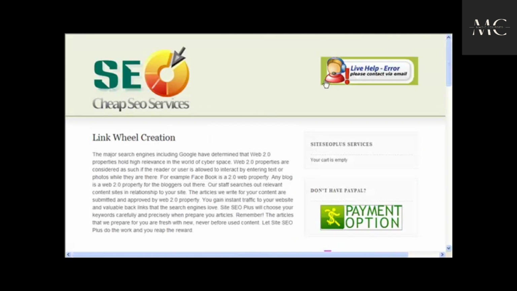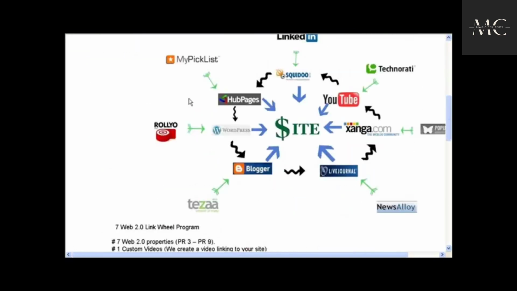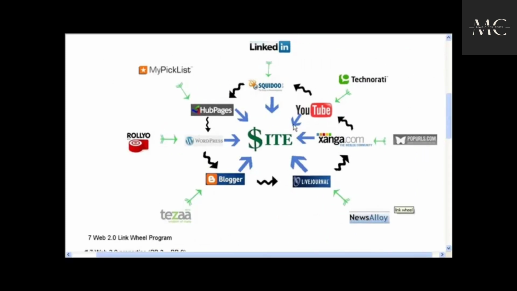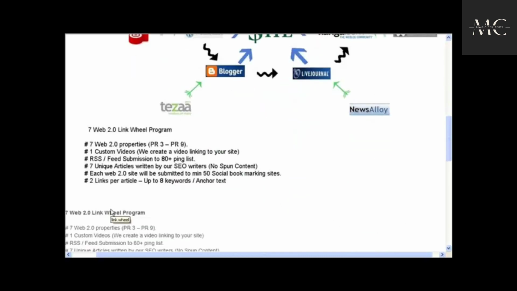I don't know how much I trust them, because let's face it, they've got an error up here. They don't have any pricing on it either, which instantly puts me off. However, one thing they do, which is rather nice of them, is here you are. Here's some very nice ideas for sites that you can use. So there's a number of sites here you may want to use: Zanga, LiveJournal, News Alloy, and so on. So some good ideas here.